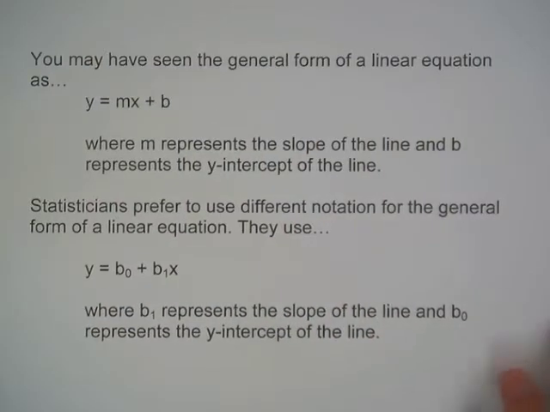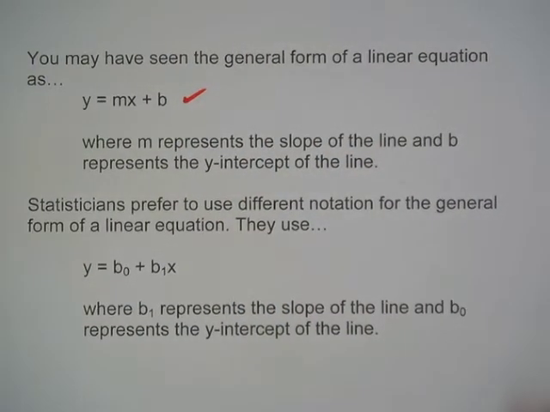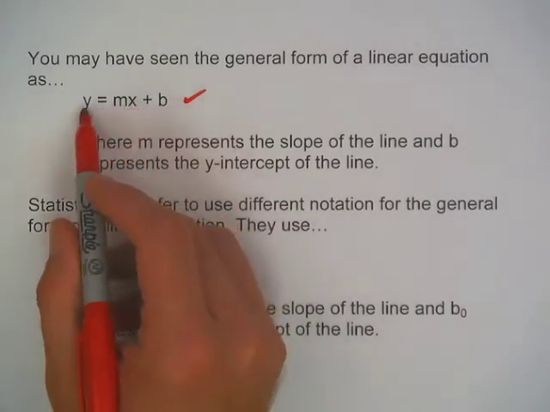You may have seen the general form of a linear equation as y equals mx plus b. That's pretty standard from algebra class, where m represents the slope of the line and b represents the y-intercept of the line. x is usually your independent or explanatory variable, y is your response variable or dependent variable.